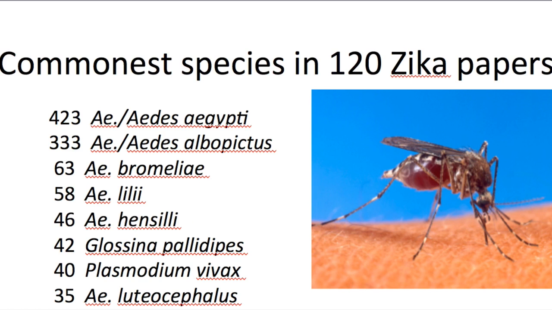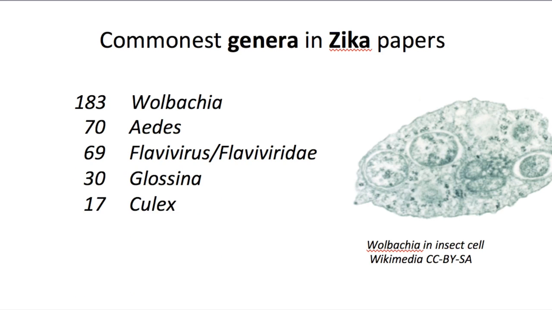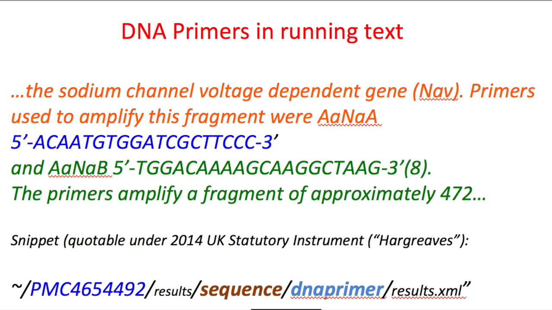Here's the commonest species. You can see mosquitoes are among them, but we also have the Plasmodium malarial parasite. Here are the commonest genes, and CYP is a metabolic gene. We'll see that later. And other species include bacteria. So the Wolbachia is a bacterium which invades mosquitoes and kills them, hopefully. And we can even find DNA in this. So here is an example of running text, and this DNA is in the middle of it, and we can pull that out and identify it by context.